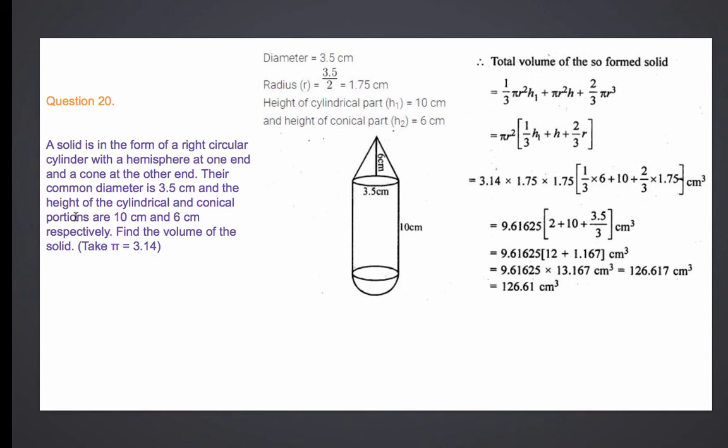And the heights of the cylindrical and conical portions are 10 centimeter and 6 centimeter respectively. Respectively means the first value is for the cylindrical portion, which is 10 centimeter. The next is for the conical portion. That height is 6 centimeter. So all the values are given in the question.